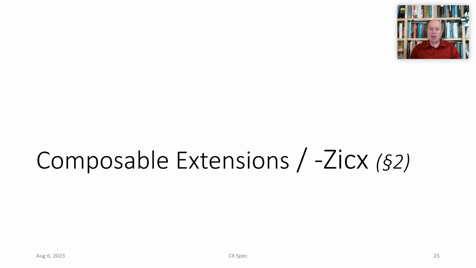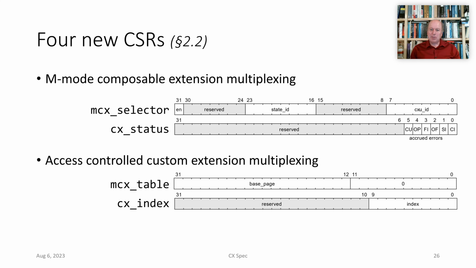Now, having completed our exploration of the non-normative introduction section of the spec, we can now turn to section 2, the ZI-CX spec, enabling composable extensions at the hardware-software interface. The specification proposes 4 new CSRs for ZI-CX. We've already spoken about MCX selector and CX status. In addition, there are 2 more CSRs that support access control to extensions and their state.